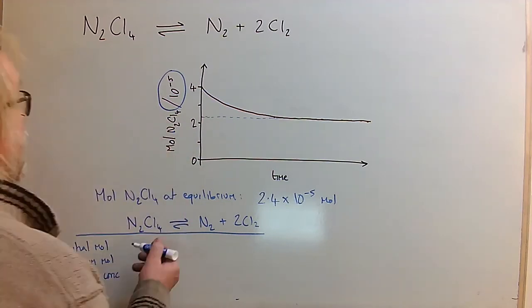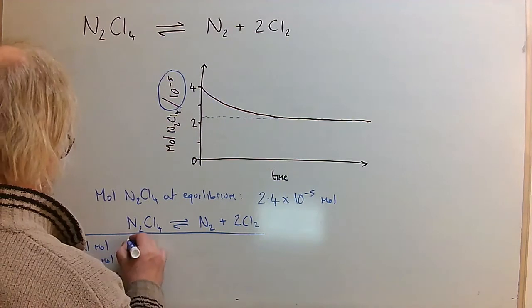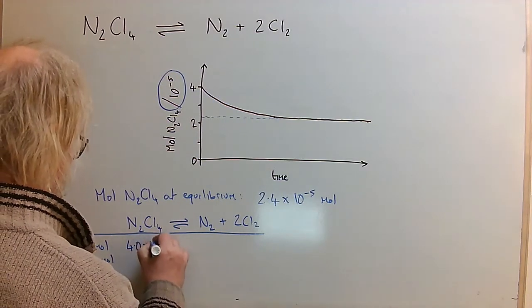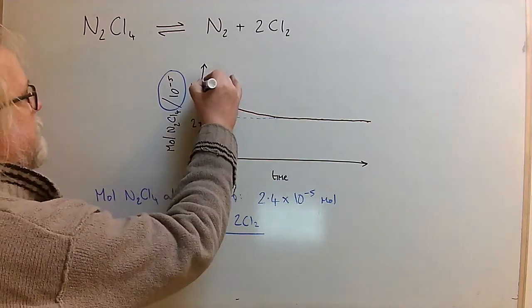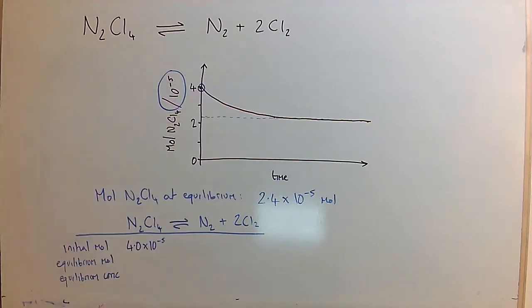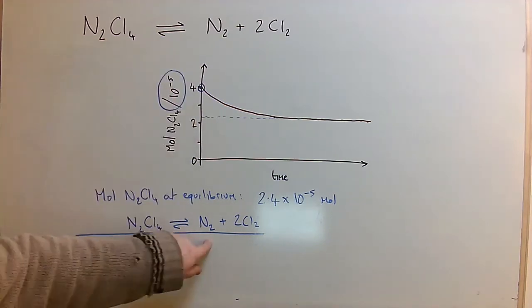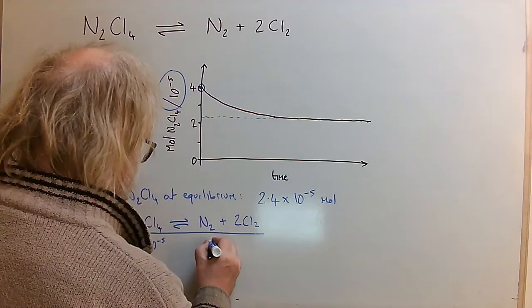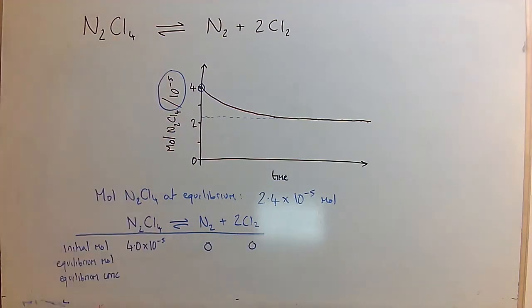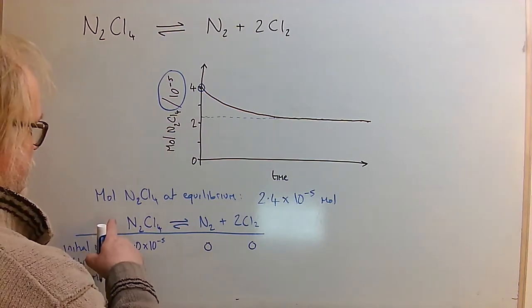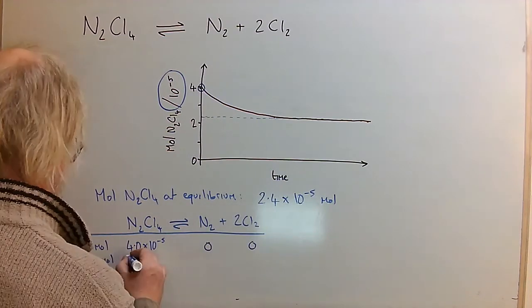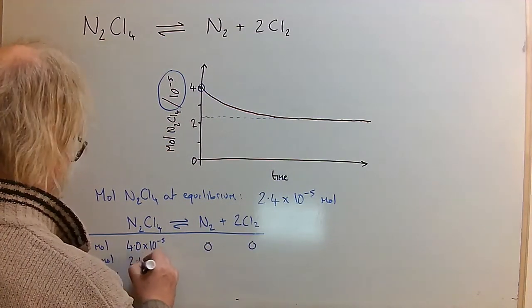So what we have initially is 4.0 times 10 to the minus 5 moles of N2Cl4, because that's our starting point here. And there was nothing else in the mixture, because when you read the question it just said when you take some N2Cl4 and heat it up, this is what happens. So there was no mention of any of this being there at the beginning, and that's because there wasn't any. So those are 0. At equilibrium, well, we've just read off that the moles of N2Cl4 at equilibrium was 2.4 times 10 to the minus 5. So we can write that in.